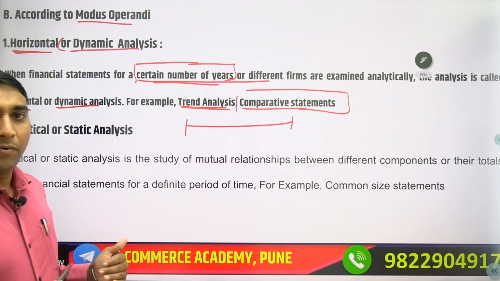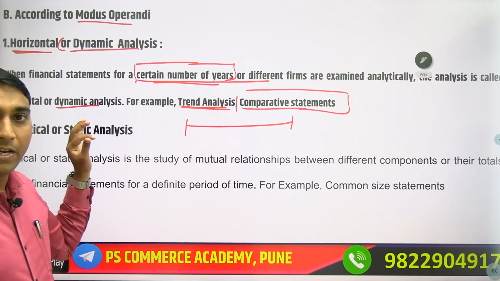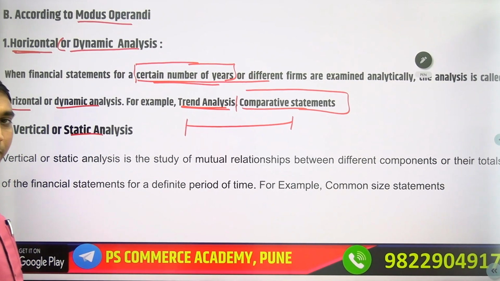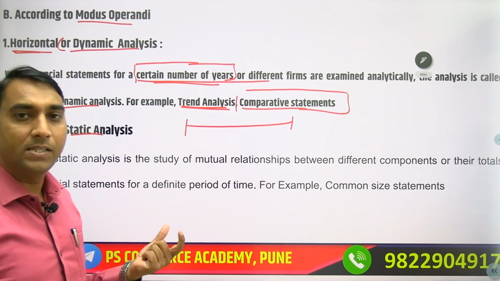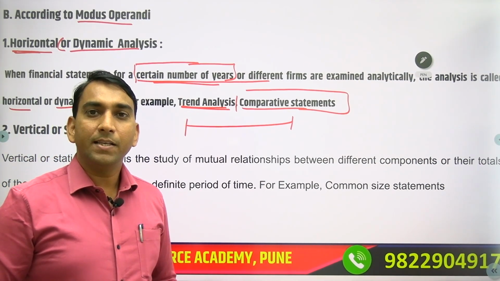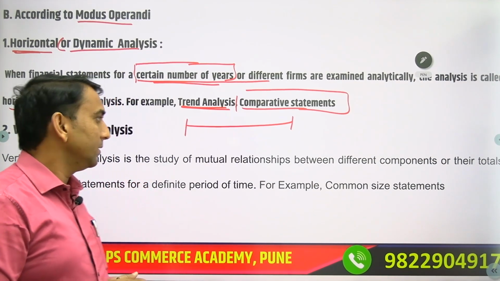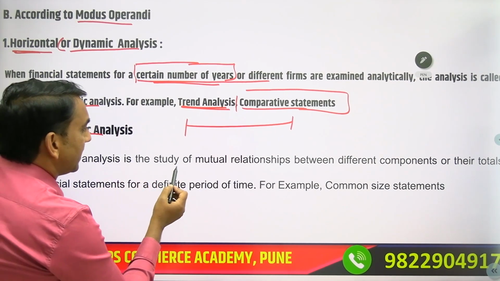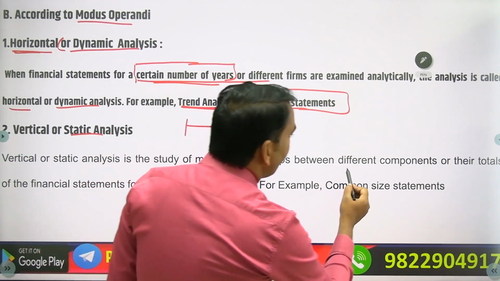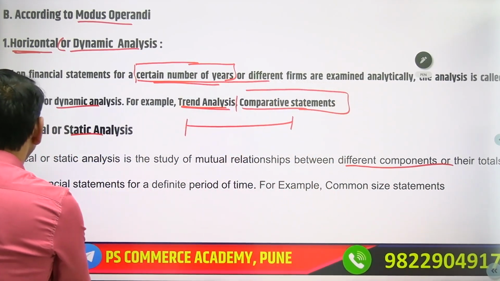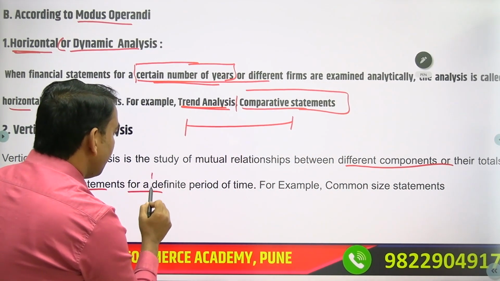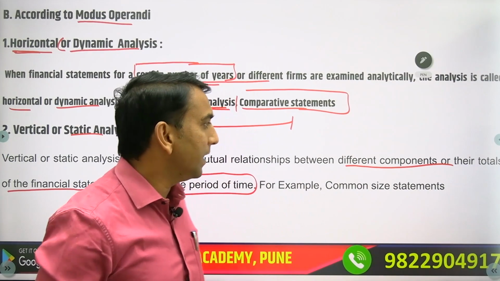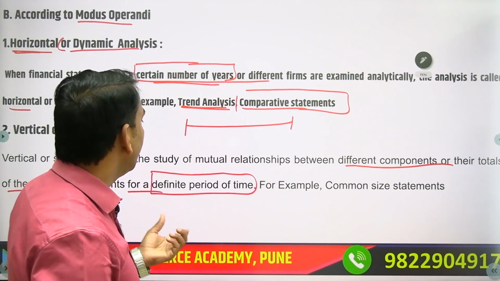इसका एग्जैक्टली रिवर्स है. Exactly reverse opposite of horizontal analysis is vertical analysis. That is vertical analysis and it is also called static analysis. In static analysis and vertical analysis, एक ही साल का डेटा लिया जाता है and on the basis of that we do the analysis. That is called the vertical analysis. So vertical and static analysis is the study of mutual relationship between different components or totals of the financial statement for a definite period of time. For a definite period of time means एक साल के लिए generally data लिया जाता है and on the basis of that we do the analysis.